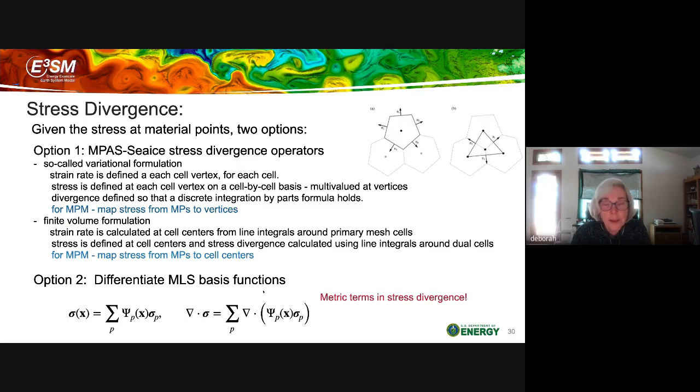We've also implemented a sort of MPM version of it, where we reconstruct the stresses and then just take divergence applied to that reconstructed stress value. Remember that there's basis vectors associated with the stresses, so those have to be differentiated, and that leads to the standard metric terms in stress divergence.